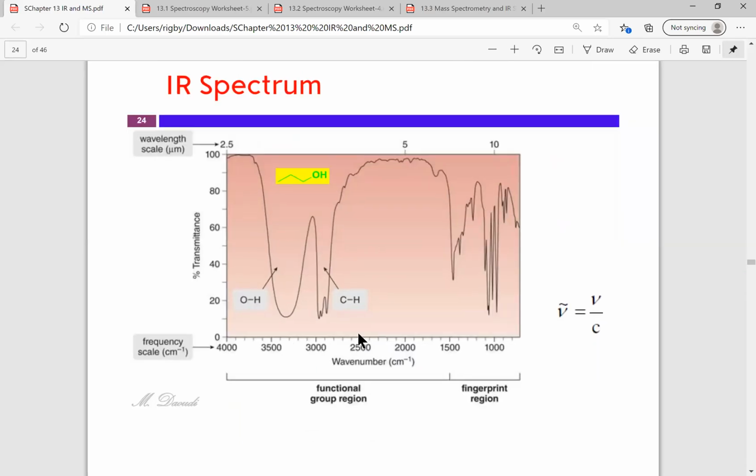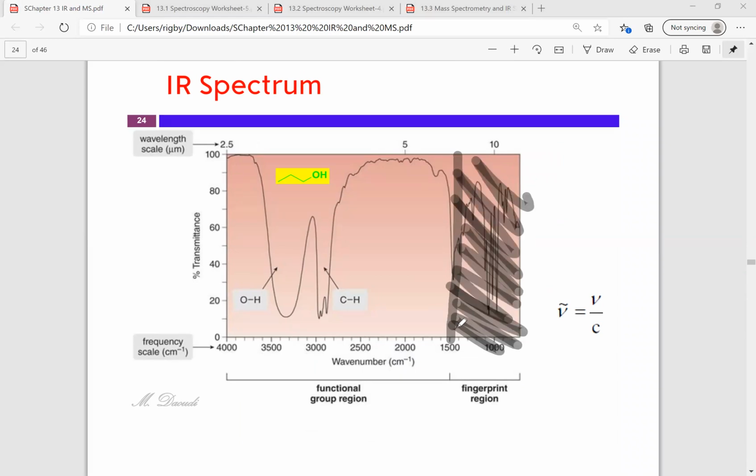Now I'm going to make this graph a little bit easier for you to read by looking over here. Oh, look, here's the fingerprint region. We're going to ignore that. The fingerprint region isn't super helpful to us because, as the name implies, it is different for every single molecule. So unless you have a reference infrared spectrum on hand, it's not super helpful in determining what functional groups we have. Instead, we'll look at this functional group region over here, which is much more important for us, because this is where we'll be able to read signals in order to tell us which functional groups are present.